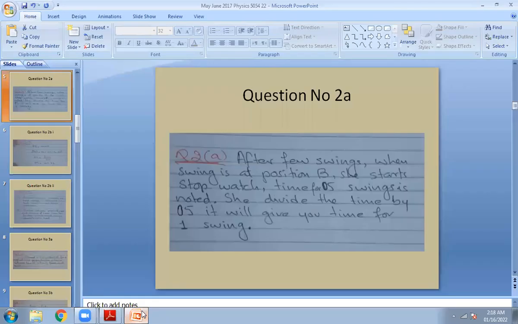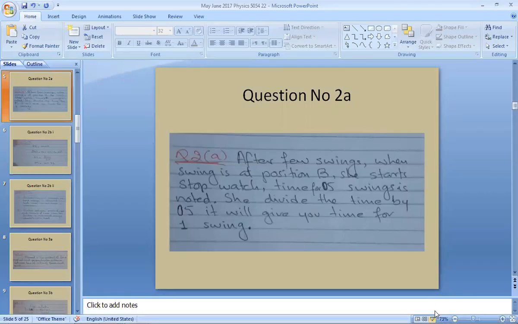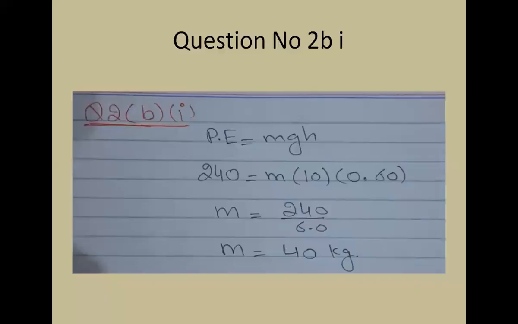Let me show you the work done. This numerical I have solved. Okay, so the potential energy is equal to mgh. The potential energy value is 240 joules. m is the question, g is 10, h is 0.60. So when I make m alone on one side, you will have 240 divided by 6, because when you multiply 10 with 0.6, it becomes 6. So 240 divided by 6, that's 40 kg. So it means that the mass of that girl is 40 kg.